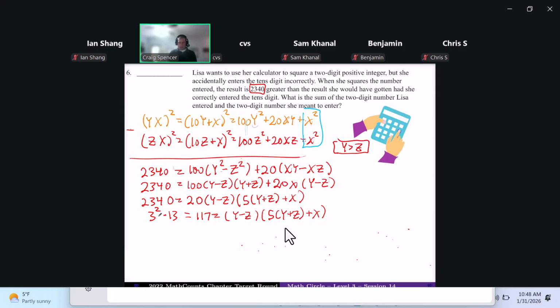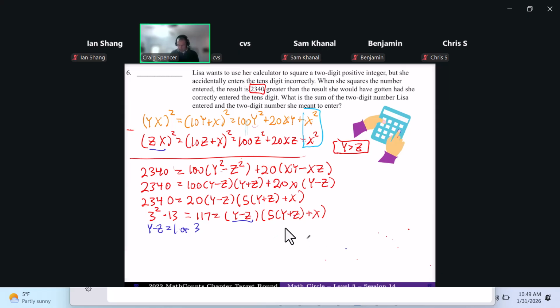So we can't have y minus z being 9, and we definitely can't have it having a factor of 13. So this factor y minus z needs to be either 1 or 3. I can't have it be 9, because that would force z to be 0, which means the number wouldn't have been a two-digit number to begin with. But let's suppose for a second that this was 1. If y minus z was 1, that means all of this 117 is coming from the factor on the right. But we can bound that.